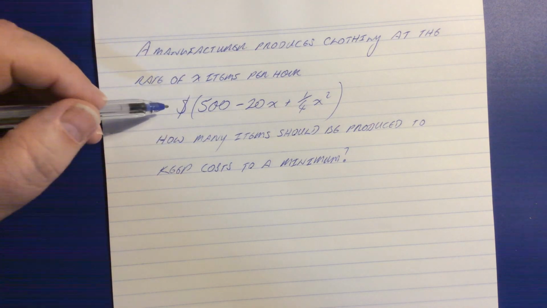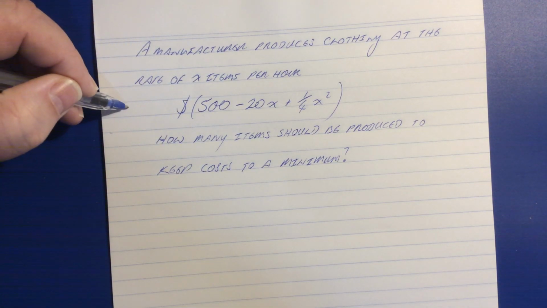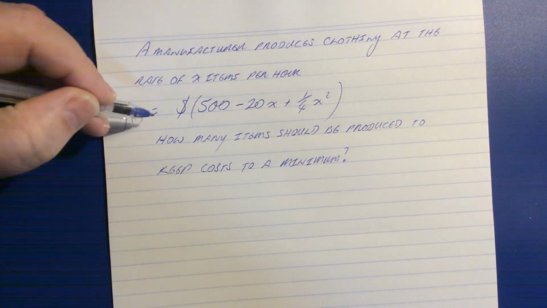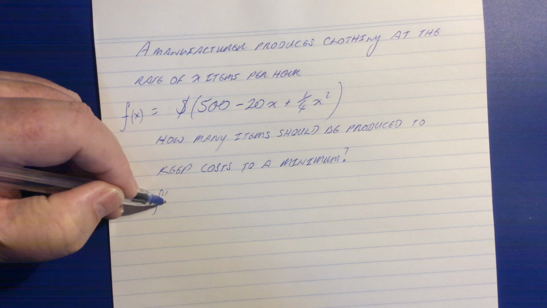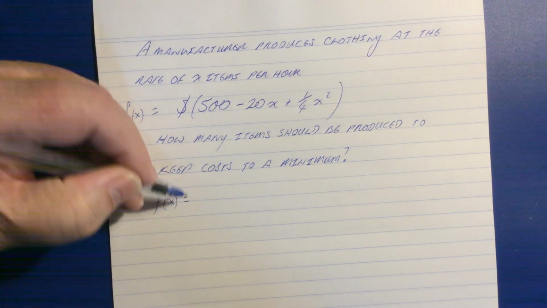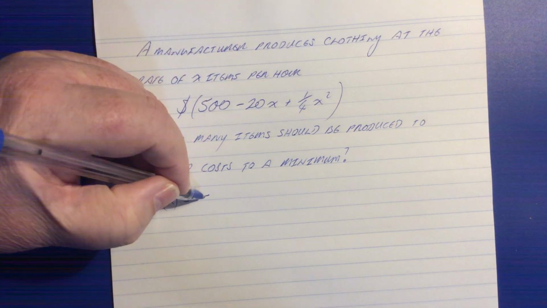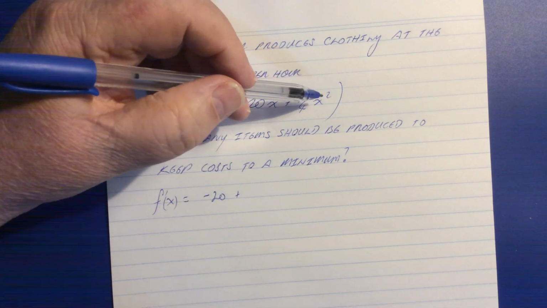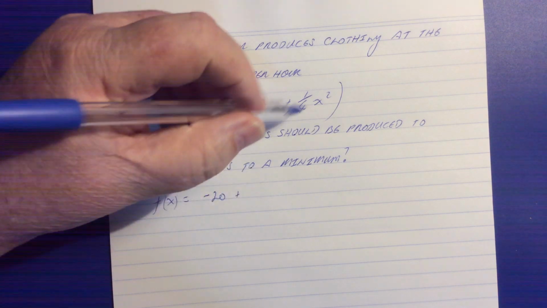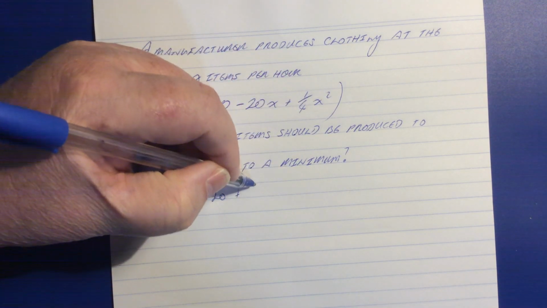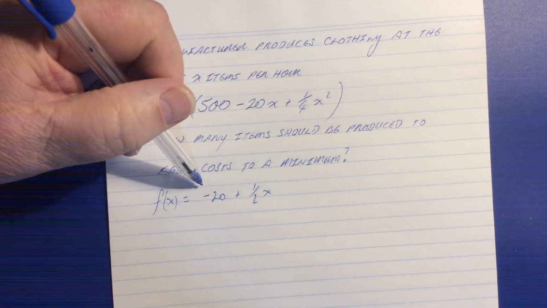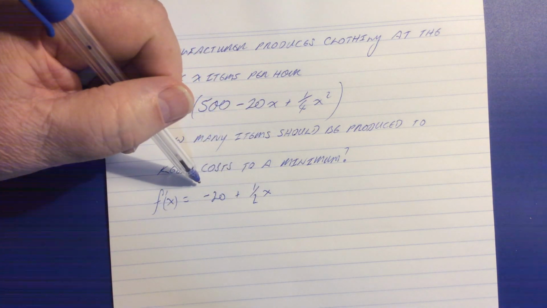So if we call this function f of x, then f dash x is going to equal negative 20 plus 2 times a quarter is a half x, and that's it. That's a really, really simple bit of differentiation.